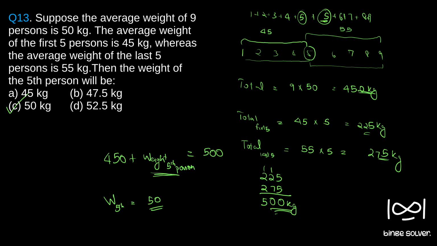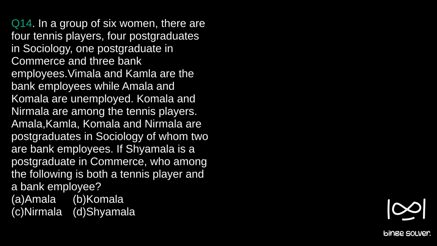Next question, question 14. In a group of 6 women, there are 4 tennis players, 4 postgraduates in sociology, 1 postgraduate in commerce, and 3 bank employees. Vimala and Kamala are the bank employees, which I represent by B. I will just note it down as I read.